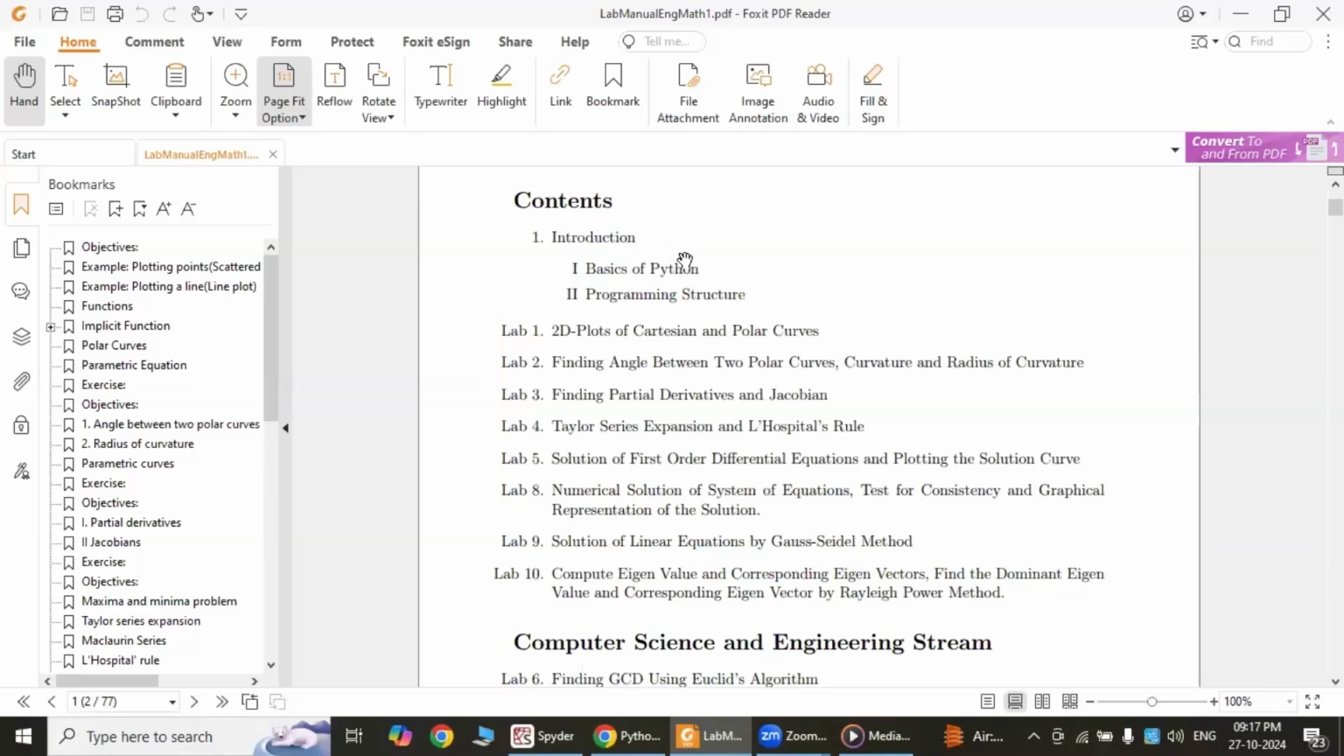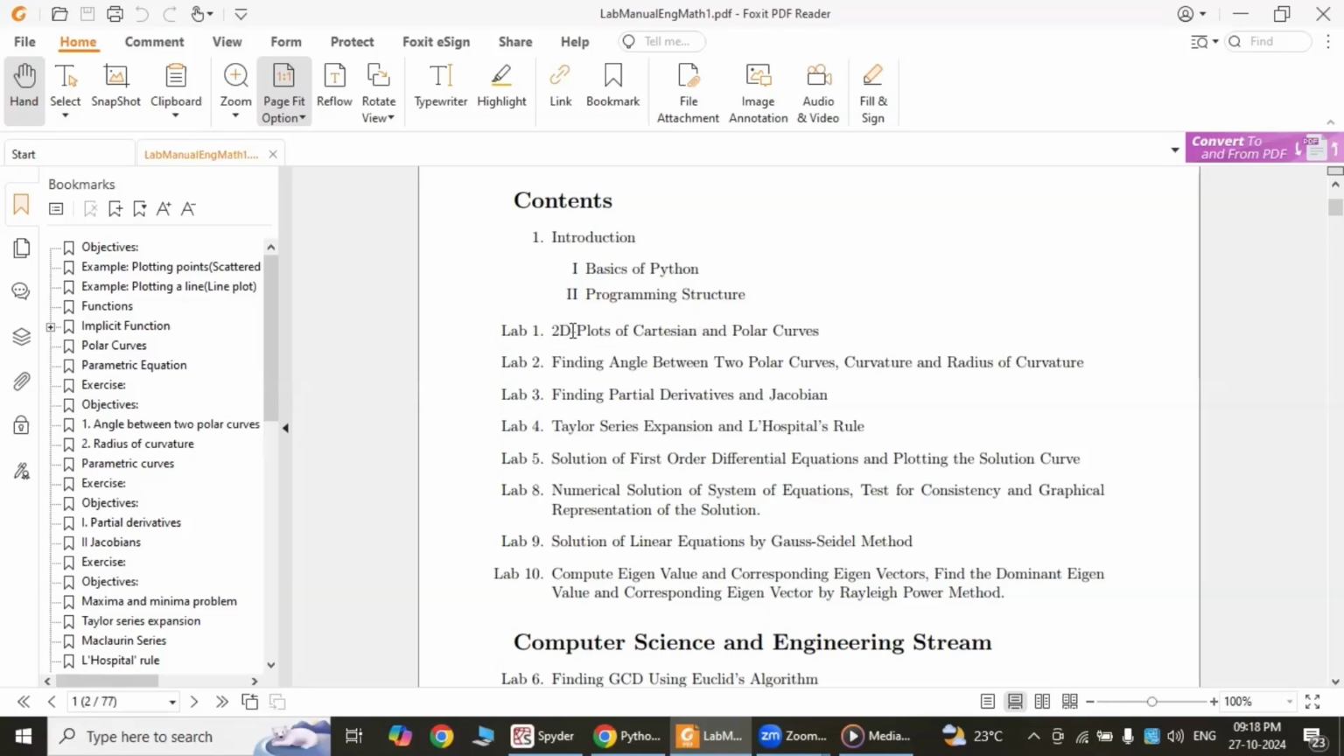This part, Basics of Python, introduces the Python programming language, which is used for many of the labs. This section covers fundamental programming concepts like variables, data types, control flow, that is if-else statements, loops, etc., and functions.